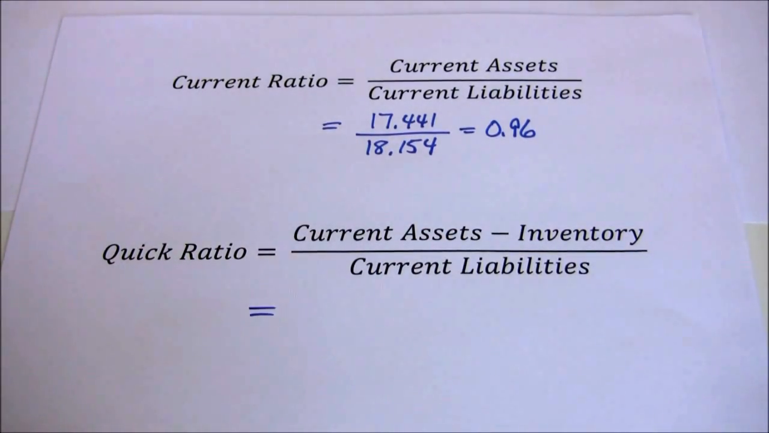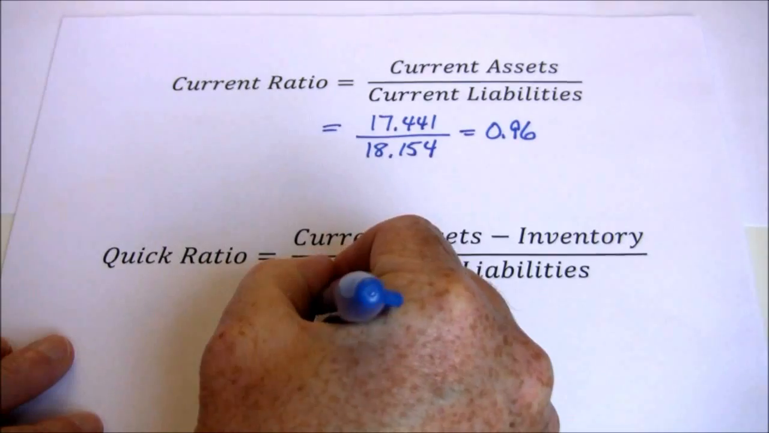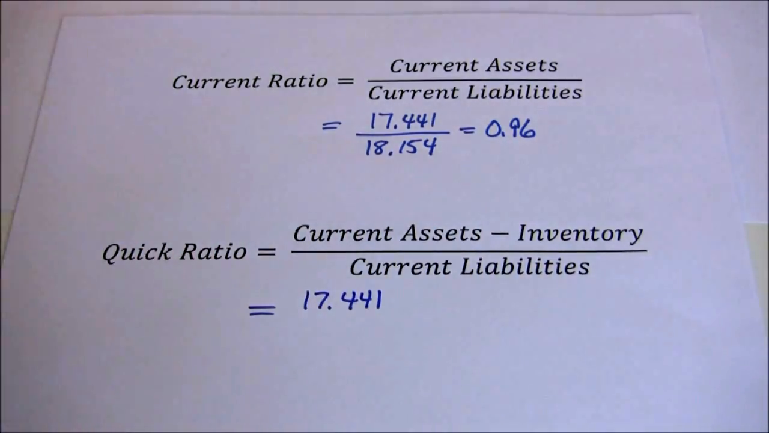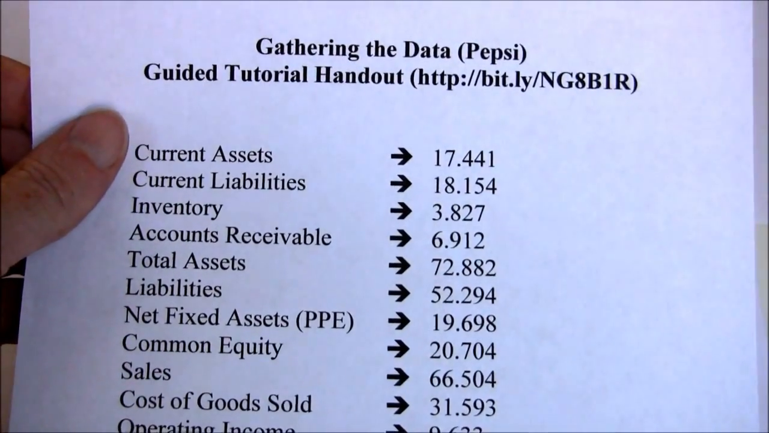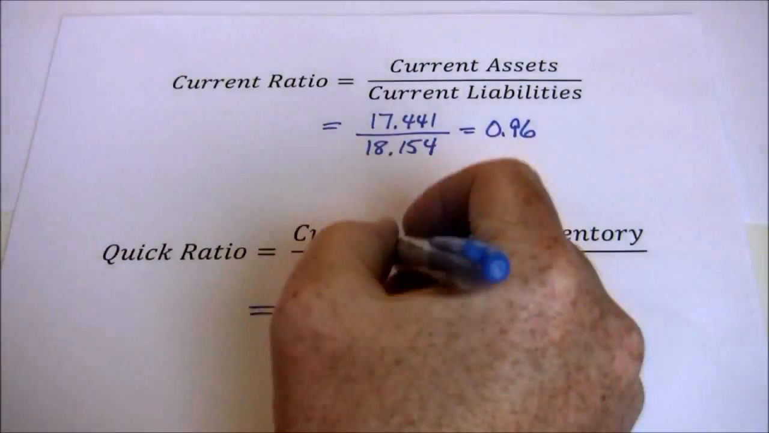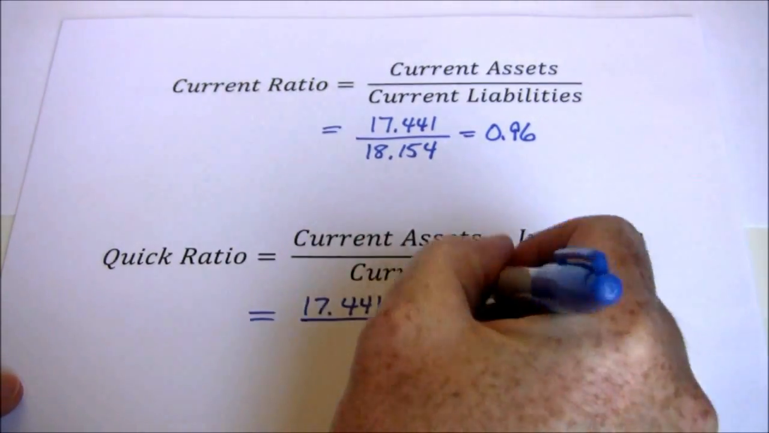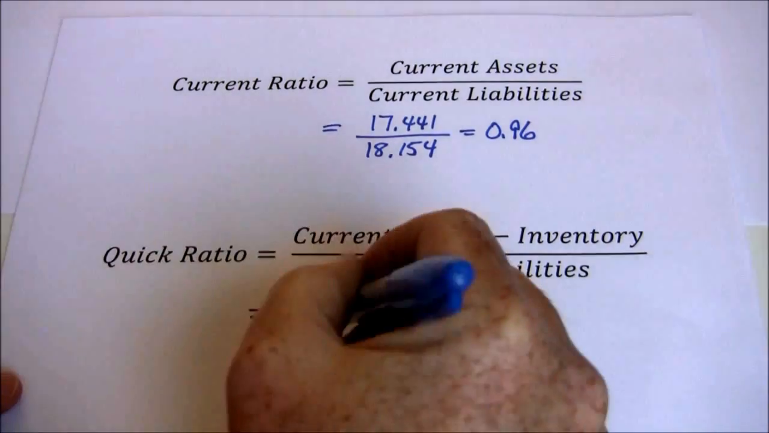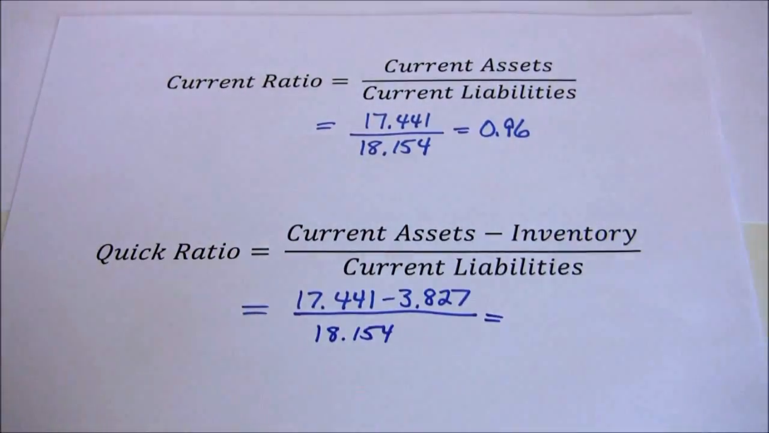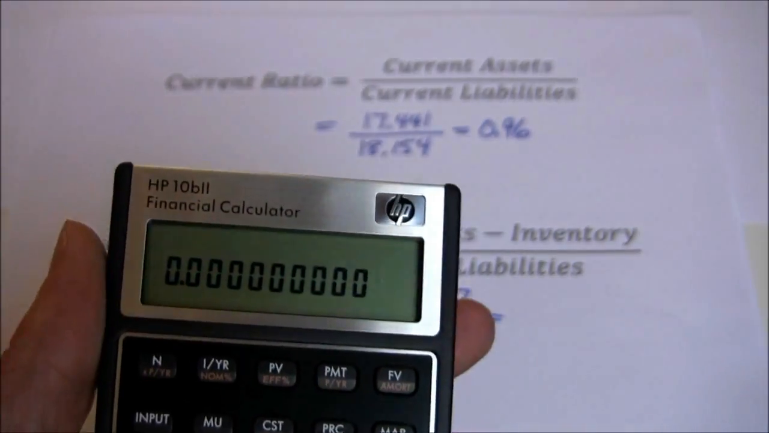So let's look at Pepsi again. Their current assets, as we already know from before, are 17.441 billion. Their inventory, which we collected on our sheet in the last video, is 3.827 billion. And their current liabilities were the 18.154 billion. So get out our calculator, clear out the last one.